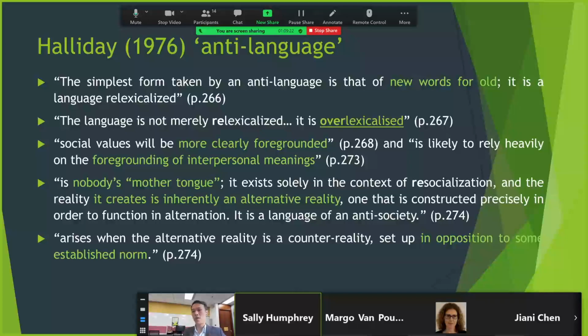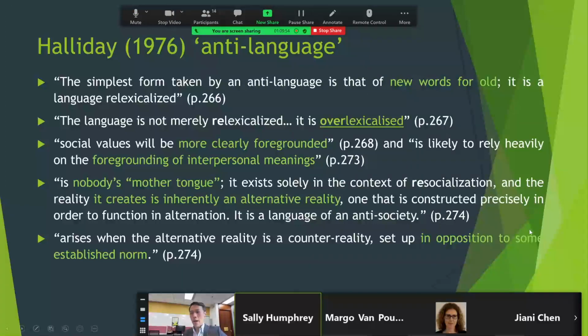Right. So I hope you have had enough time to have a look at it. I have highlighted, or actually changed the color of, some of the keywords that are going to be relevant for this presentation. We're looking at how new words are used in place of old words that have been relexicalized or over-lexicalized to give different meanings. We're looking at foregrounding, which is mostly related to interpersonal meanings. We're looking at the fact that it creates an alternative reality, and how it opposes established norms.